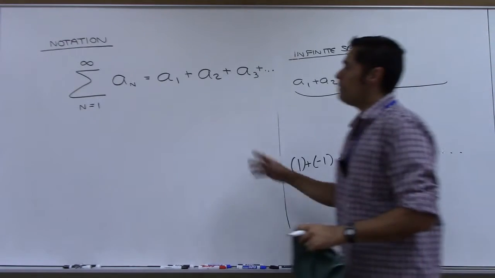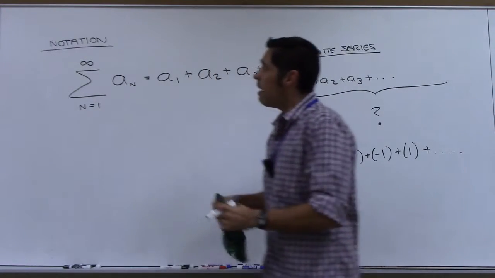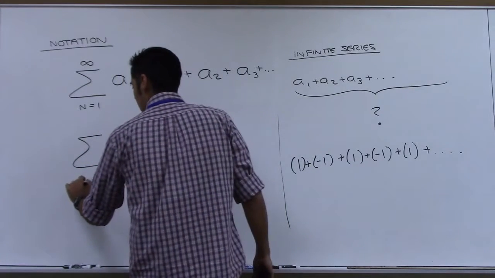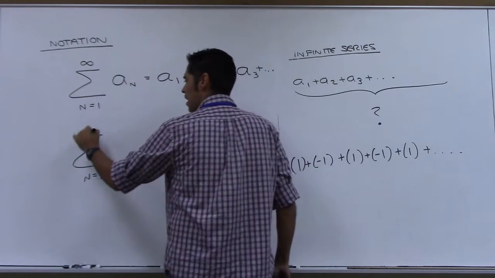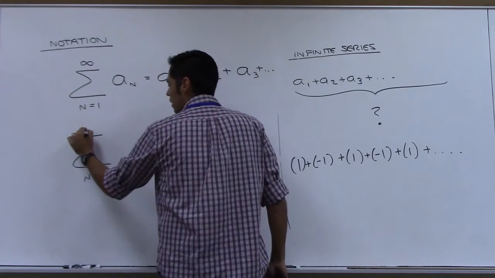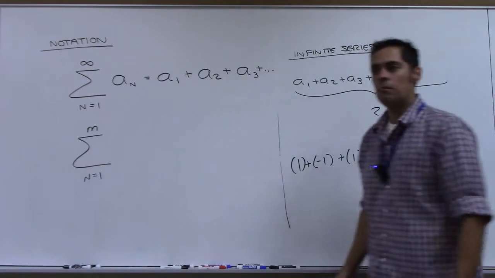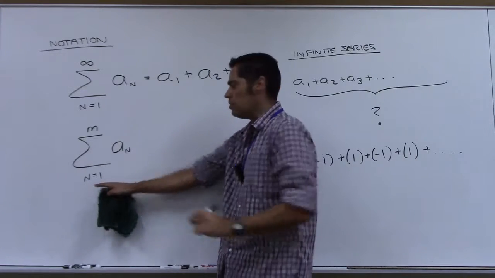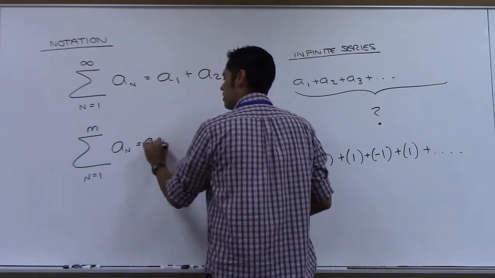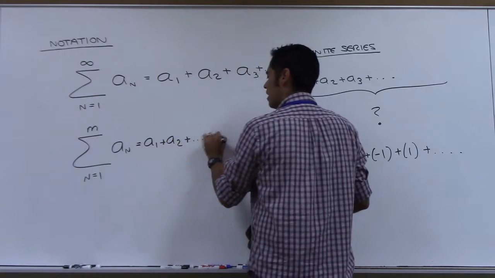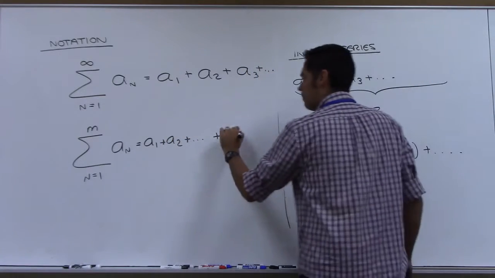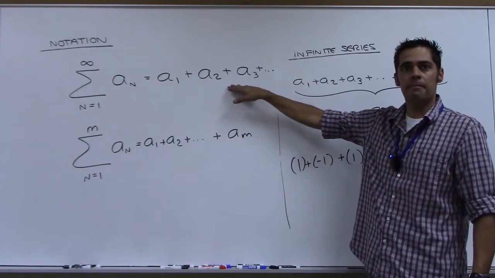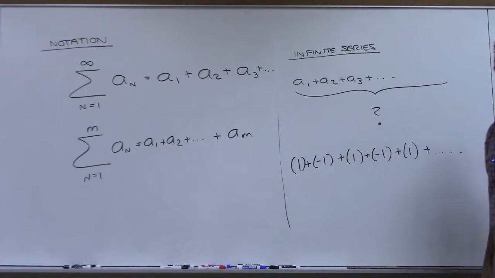Now, what if I don't want it to be infinite? What if I actually want you to stop somewhere? Well, I could do this. I could do n equals 1, and I could stop at, instead of infinity, any letter I want. How about capital M? And I still use a sub n here, because n is the thing that's going to change. And this would be a1 plus a2 plus dot, dot, dot until I get to where? A sub M. So this is a finite series. This is an infinite series, right? See the difference in notation? Any questions?